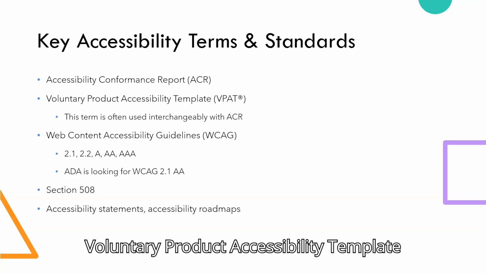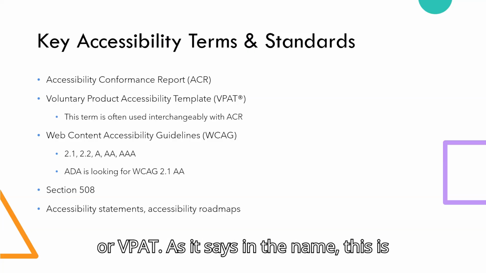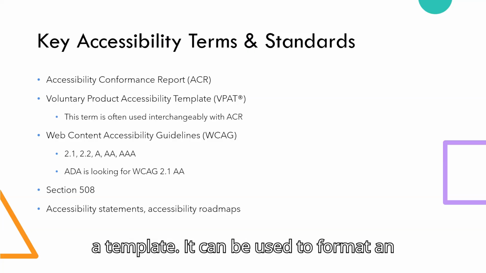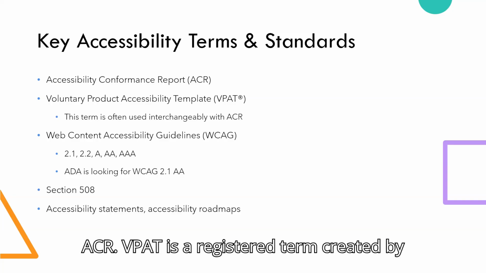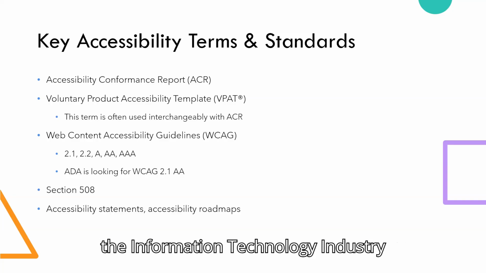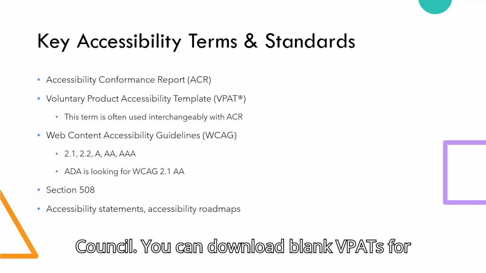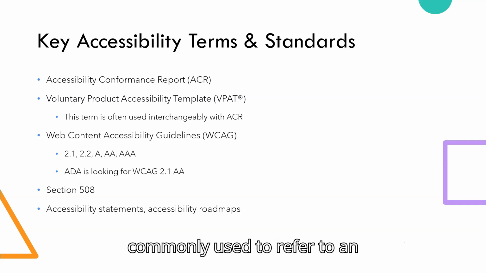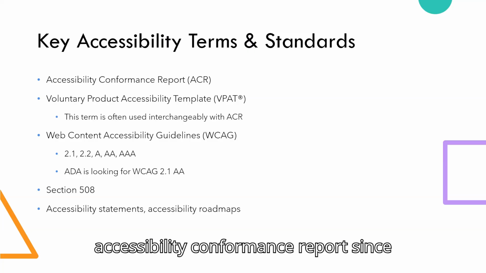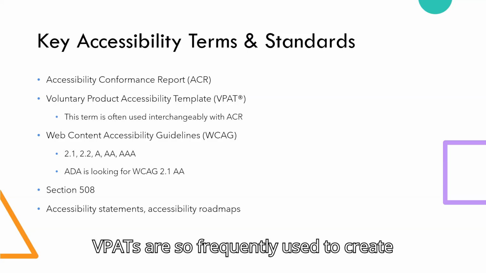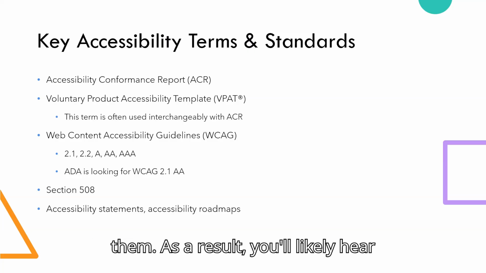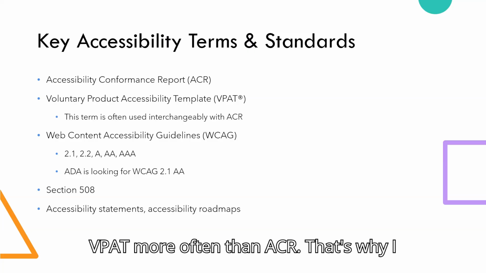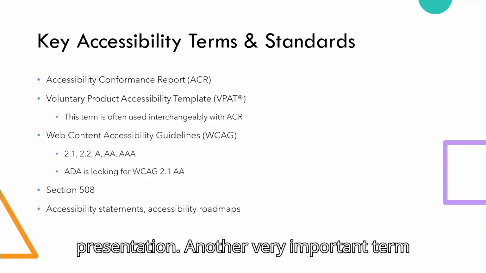The next term is Voluntary Product Accessibility Template, or VPAT. As it says in the name, this is a template. It can be used to format an ACR. VPAT is a registered term created by the Information Technology Industry Council. You can download blank VPATs for free from their website. The term VPAT is commonly used to refer to an accessibility conformance report, since VPATs are so frequently used to create them. As a result, you'll likely hear VPAT more often than ACR. That's why I chose to use it for the title of this presentation.